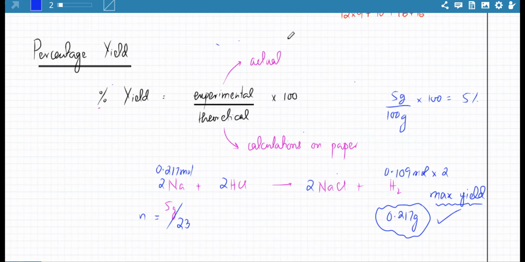so we did empirical formulas. We're going to do percentage yield questions tomorrow, and then we're going to do another subtopic of moles. Try and do the questions in the worksheet and see if you have any problems.